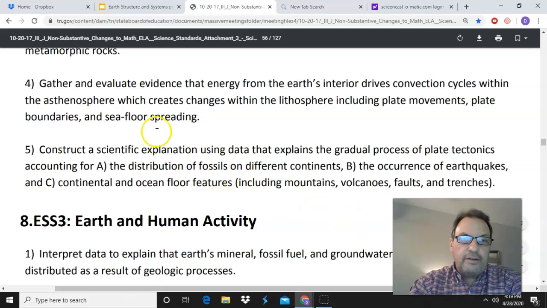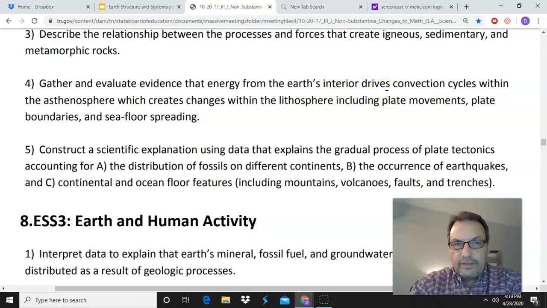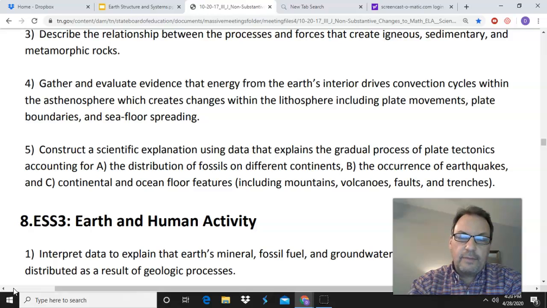On this, you're going to gather and evaluate evidence that energy from the Earth's interior drives convection cycles within the asthenosphere, which creates changes within the lithosphere, including plate movements, plate boundaries, and seafloor spreading. In order to go over these, we are going to discuss a little bit about the lithosphere and the asthenosphere. We're going to talk a little bit about plate movements and seafloor spreading. This is going to be pretty much a review, and how the convection cycles drive these.